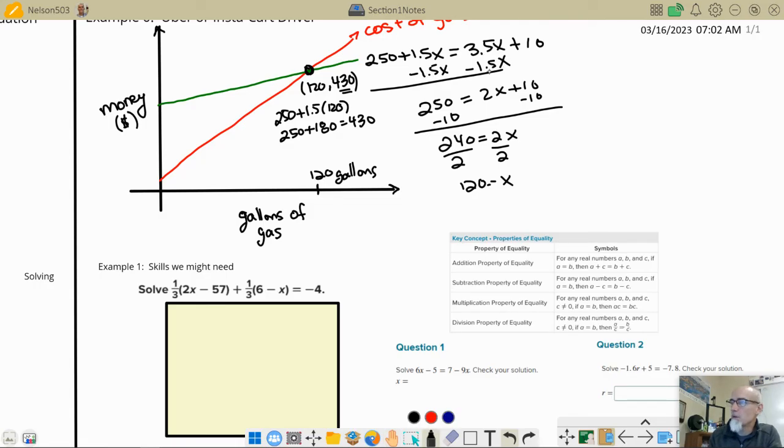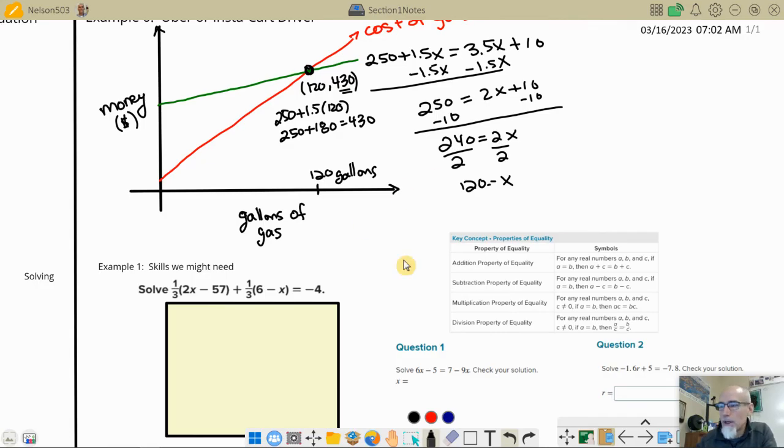1.5x, right? So these are like terms, right? And when you add like terms, they simplify down. So now we have 0x's on the left side. And then I subtracted 10 from both sides. And that gave me 240 on the left, right? So I did another subtraction property of equality. Then I did multiplication property or division property, however you want to think about it. Like, I could multiply both sides by a half, or I could divide by 2.